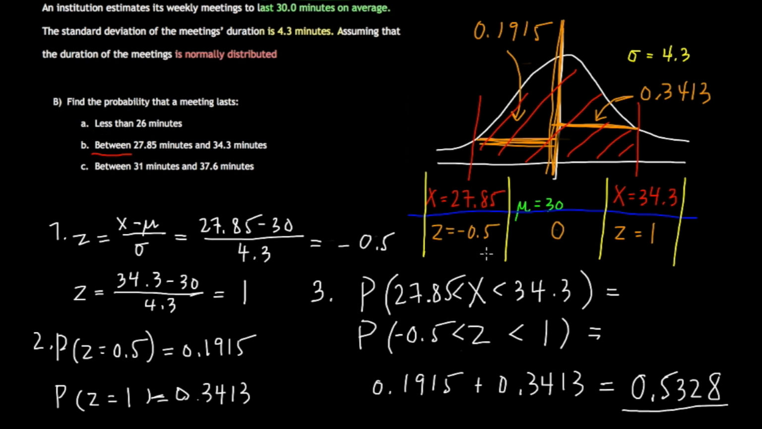So remember, the negative is important because that's why it's on the left-hand side, the positive right-hand side, and in this case, we don't want tails at the extremities, so we don't have to do 0.5, which is the full half, minus anything like this. We want the in-between, so we're simply going to add the left and the right up, and that gives us 0.5328. So the probability that a meeting lasts between 27.85 and 34.3 minutes is 0.5328, or 53.28%. Okay, so let's move on to subquestion C.